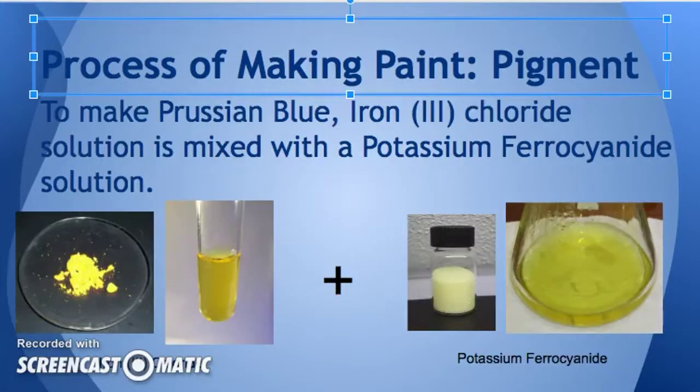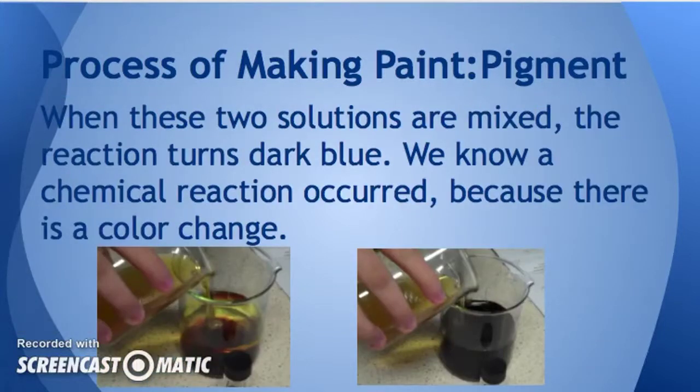Making paint. Pigment. To make Prussian blue, iron(III) chloride solution is mixed with a potassium ferrocyanide solution. When these two solutions are mixed, the reaction turns blue. We know a chemical reaction occurred because there is a color change.